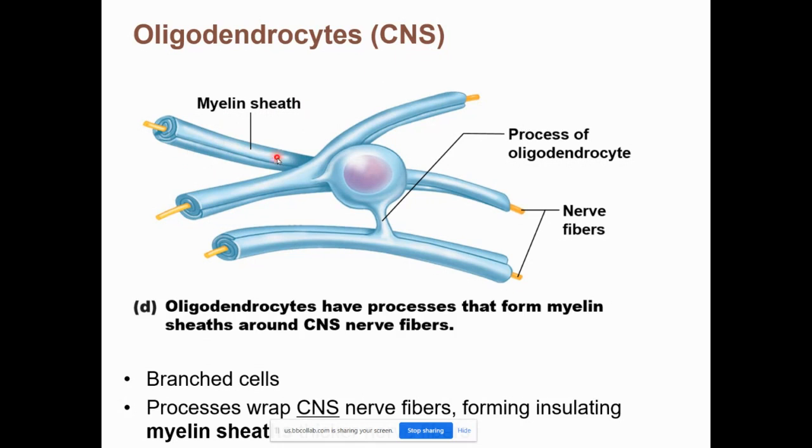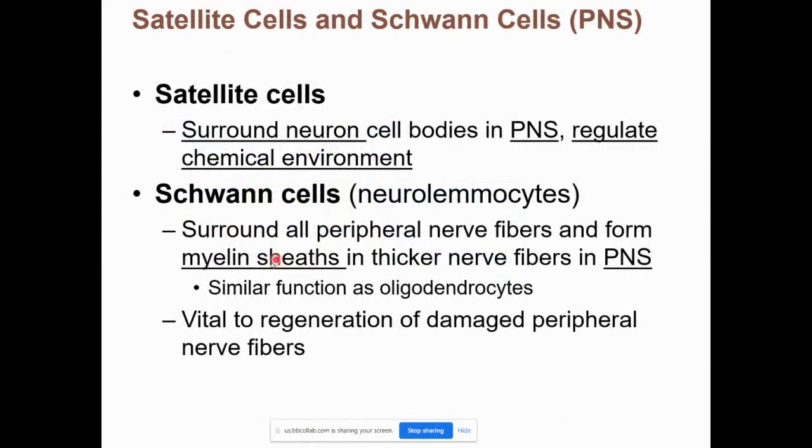In the central nervous system, one oligodendrocyte will cover multiple axons. So it just makes myelin and covers the axons in a different way, and you don't have the nodes that you do in the PNS. So they create the myelin sheath in the CNS, where Schwann cells make the myelin sheath in the PNS.